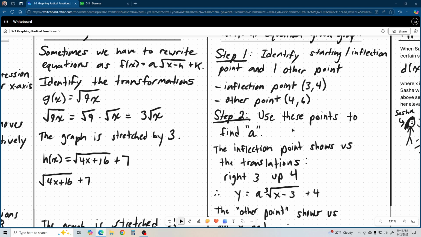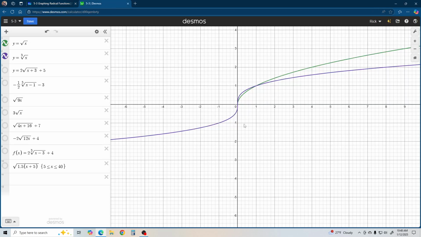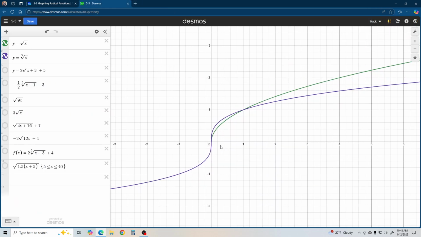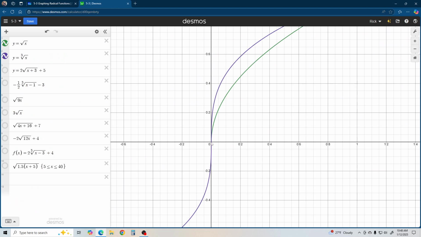So if we go back here, there are two points here. There is the inflection point, which is here. The reason they call it the inflection point on odd degree functions is because this is where it curves. This is like the middle of the graph, essentially, if you want to call it that.